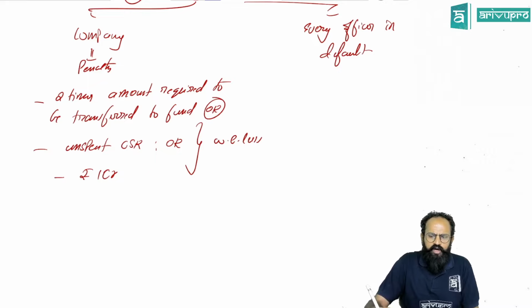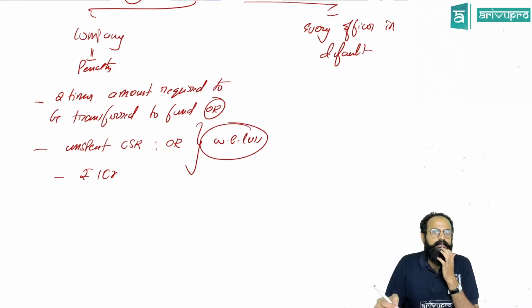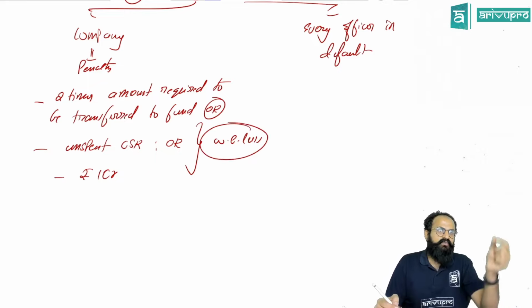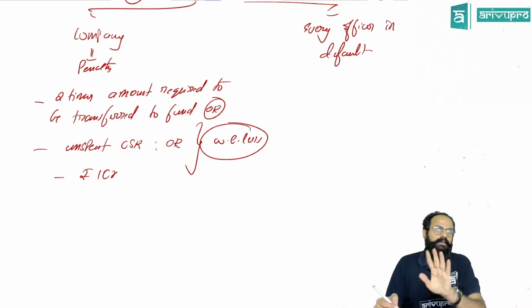Any one, or whichever is less. So I'll take all three criteria. Whichever amount comes less, that will be the penalty.